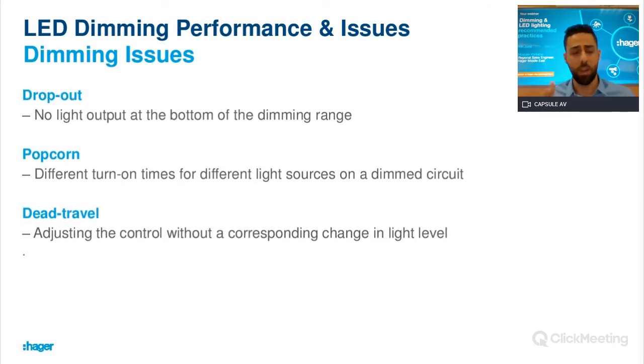It's not the end. We have drop out. We have popcorn. Popcorn, the light, LED dimming will go randomly on and off. We have dead travel. Okay, so wherever you adjust your light brightness, it will not reflect on the lighting, even though it is written dimmable. We forgot to mention that in LED, you always need to read dimmable. So not to forget this point. Drop out: no light output at the bottom of the dimming range. So when you go down, there's no light output. If you decrease to 40%, pop, suddenly it goes off.